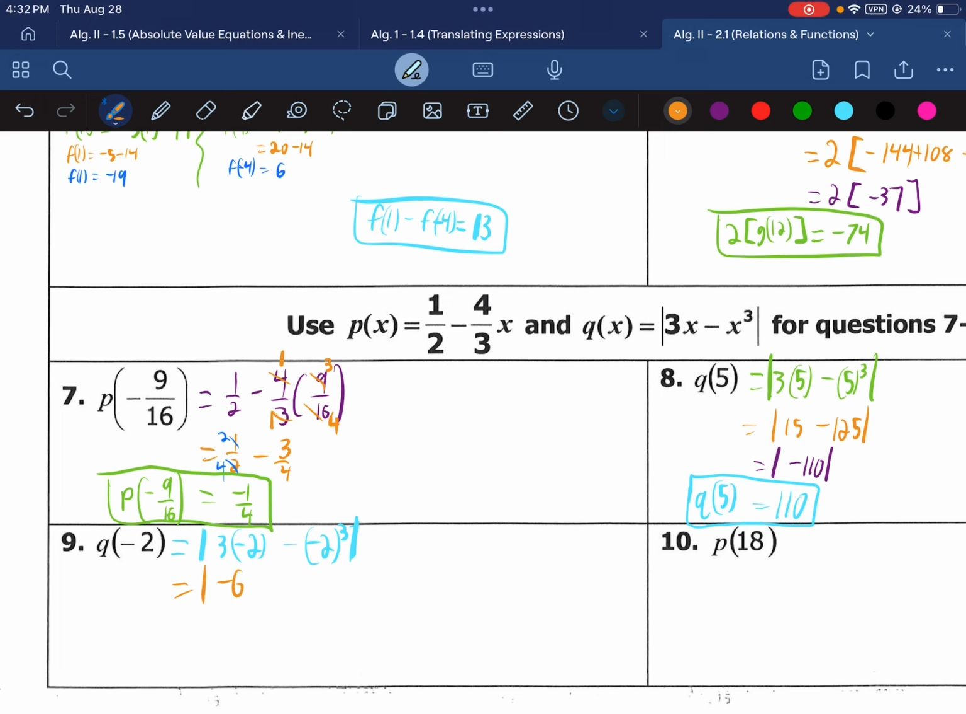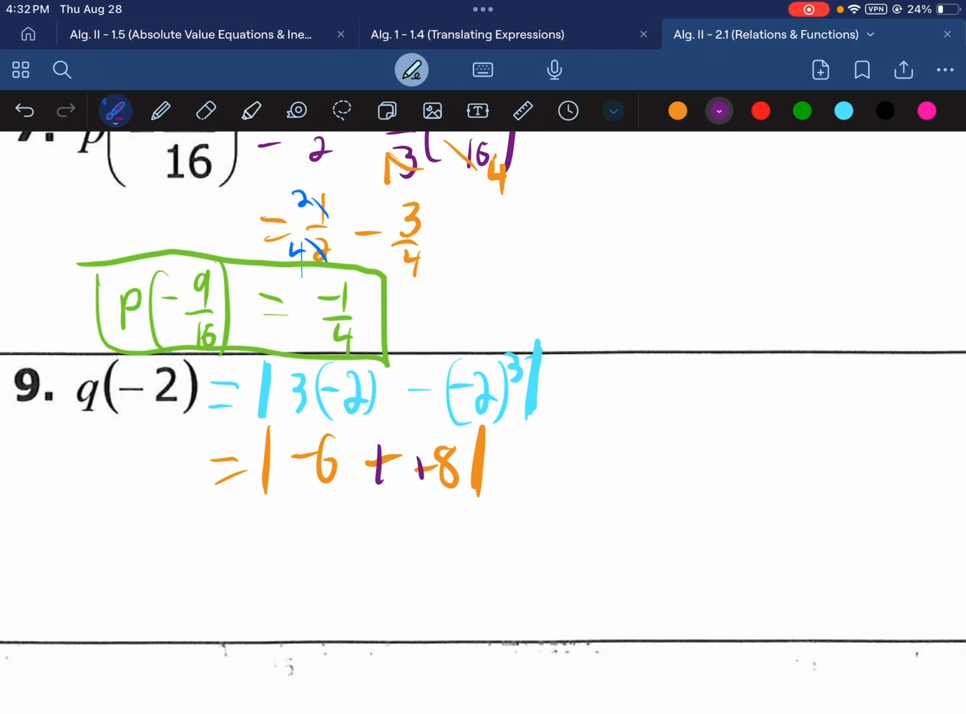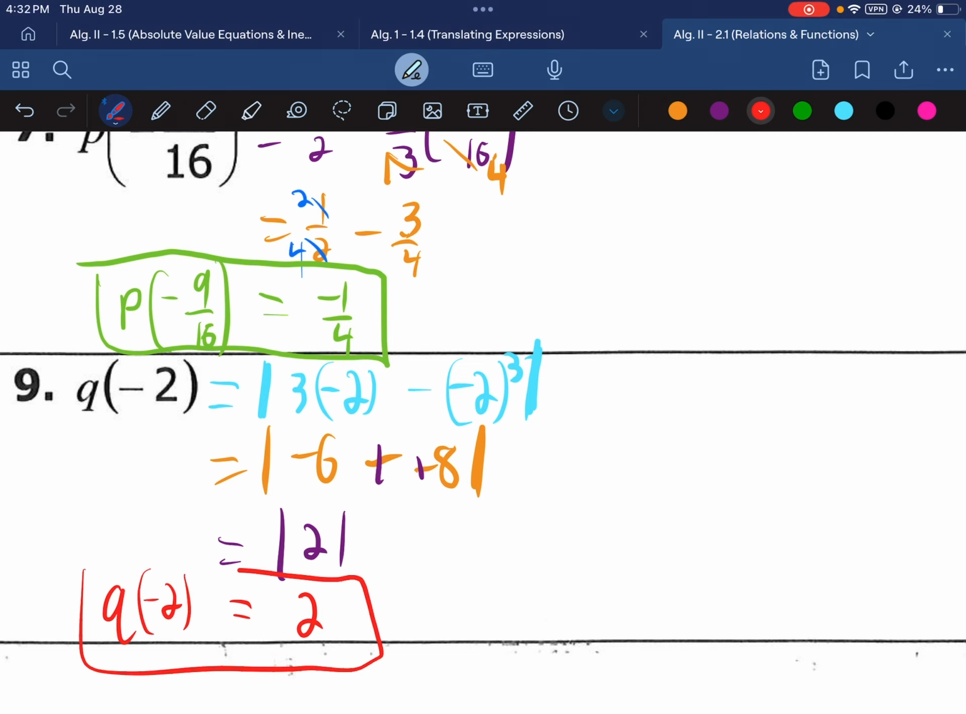That's -6. This becomes -8. But this minus sign is still there. And so when you have 2 negatives in a row, we're really adding. I like to say instead of bussin', we're plussin'. And now we combine those and we get 2. So the absolute value of 2, which just is 2. So q of -2 is 2.